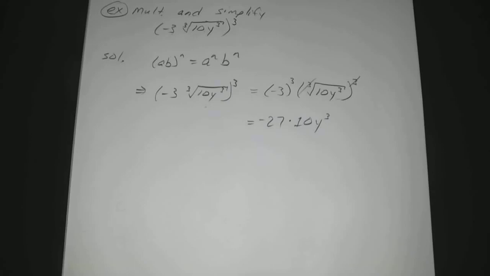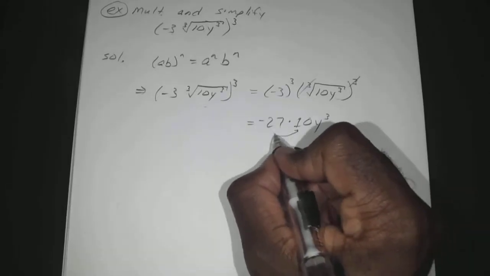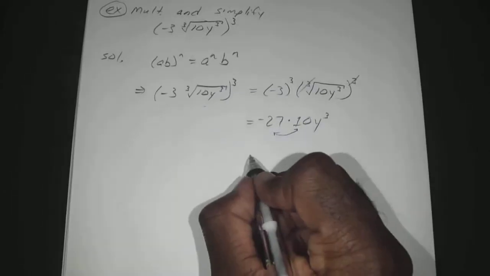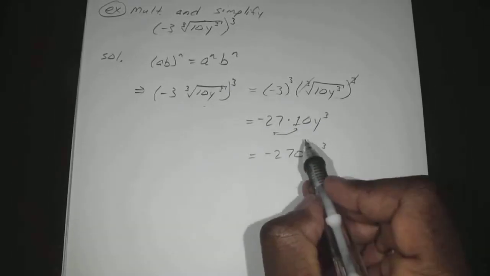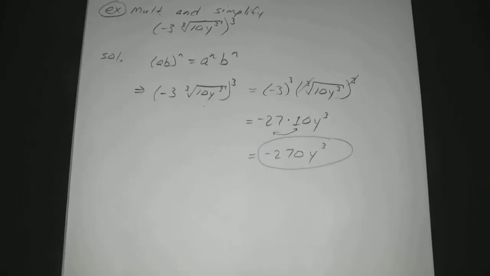Okay. So the only thing left that you can do is just multiply those two. So that's negative 270 times y to the third power. All right, so any questions on that one? Leave that up there for a few seconds.